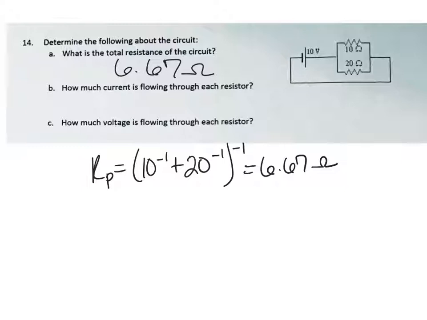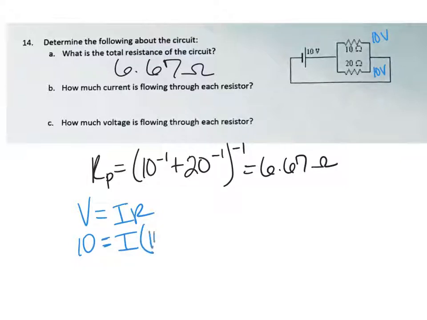All right, for part B, we want to find the current through each resistor. Now, keep in mind this is a parallel circuit, and in a parallel circuit, your voltage through each resistor stays the same. So the 10 ohm resistor here is getting 10 volts, and the 20 ohm resistor is also getting 10 volts. To find your current through each one, you're going to use Ohm's law, V equals IR. You're going to plug in the voltage that it gets, which is 10, and you're going to solve for I, and then plug in the resistance.